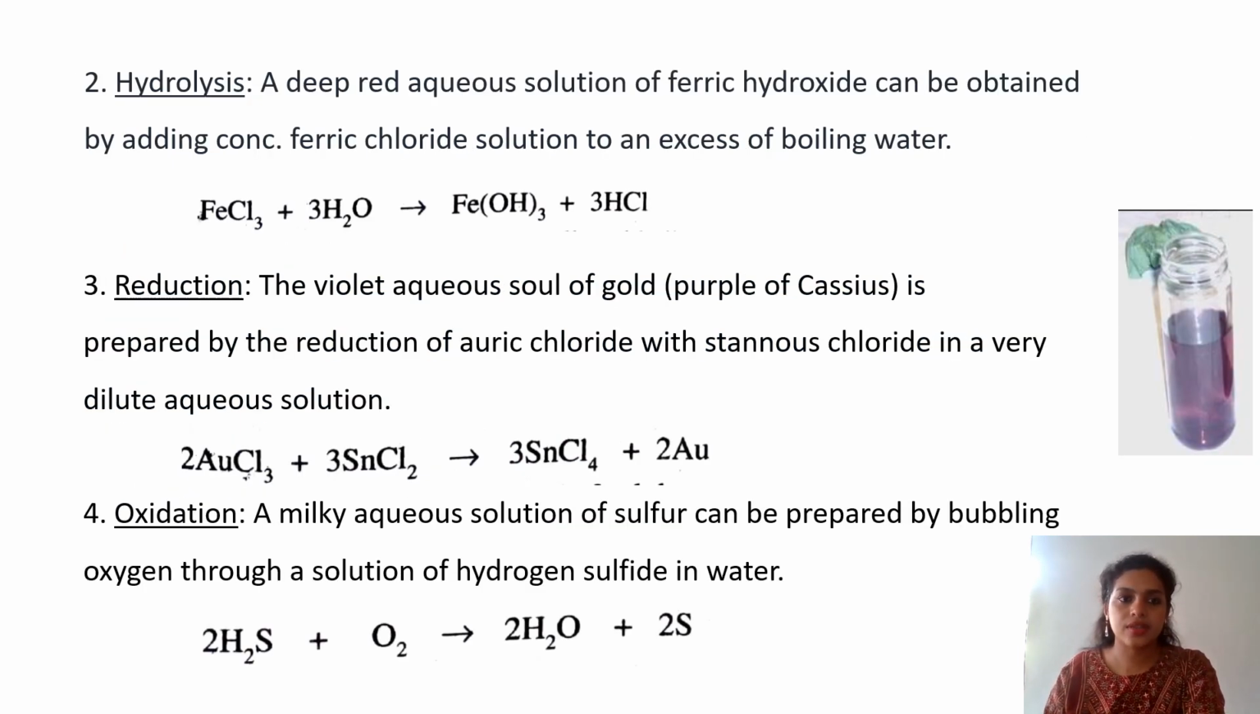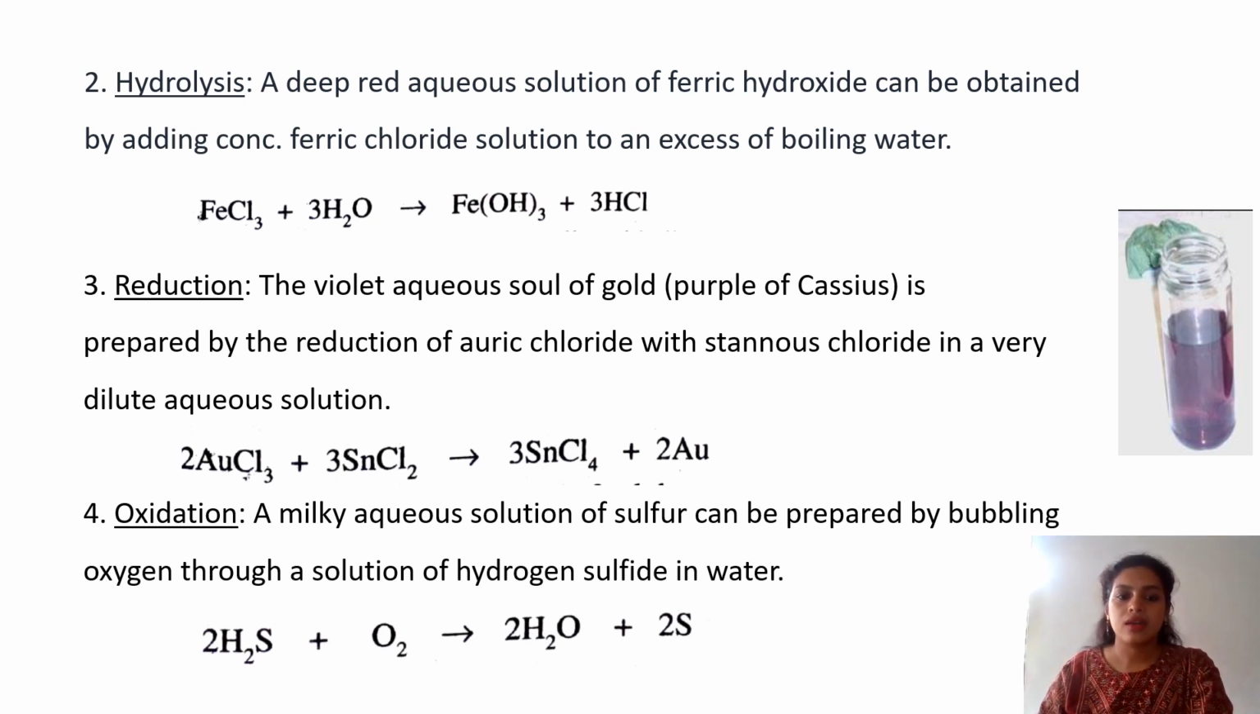Second one is hydrolysis. We name the different types of sols by the chemical reaction used in the different steps. Hydrolysis means addition of water, normally. So ferric hydroxide sol is red in color, and it is prepared by the hydrolysis of ferric chloride solution. We add water to ferric chloride, carry out hydrolysis, and you get ferric hydroxide sol.